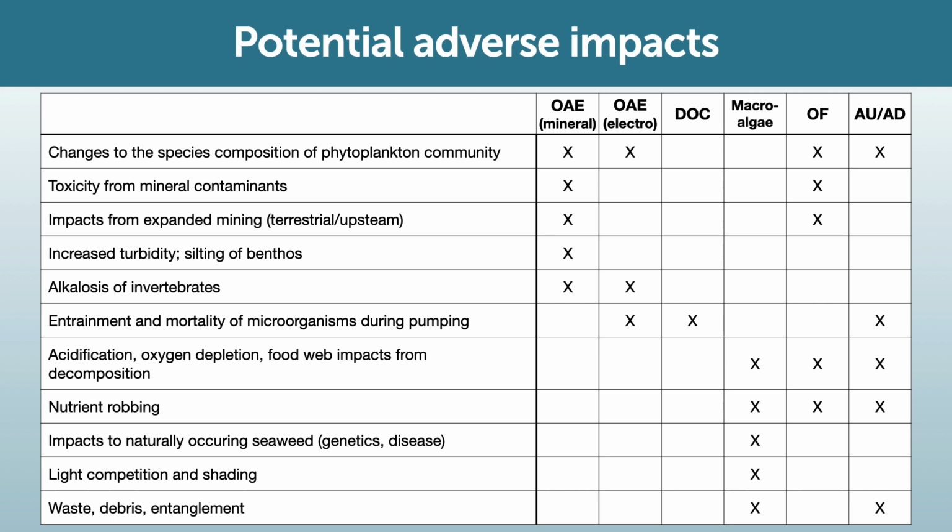These approaches include electrochemical alkalinity enhancement, direct ocean capture, and artificial upwelling and downwelling. Biology-based mCDR approaches, if effective, create organic matter that falls to the benthos. Once there, this material could lead to acidification, anoxia, and other impacts to benthic food webs. Nutrient robbing is another side effect that could occur with biology-based approaches.